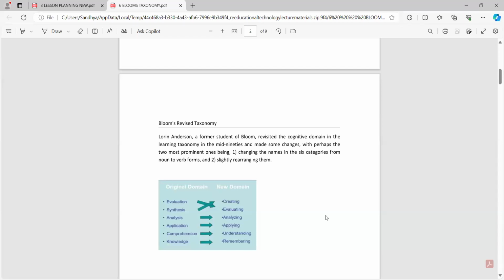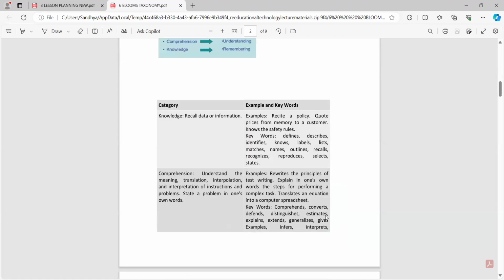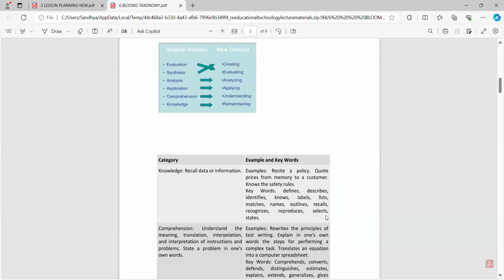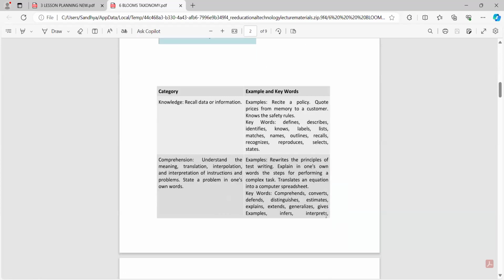The bottom 3 levels are overlapping. So remembering, understanding, and applying are taken as one by us, lower order thinking abilities. Then higher order thinking abilities: analyzing, evaluating, and creating. So let's see what they are, one by one. What is the first level? Knowledge or remembering.